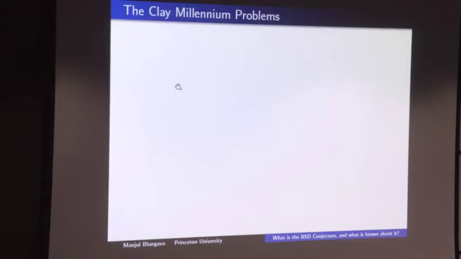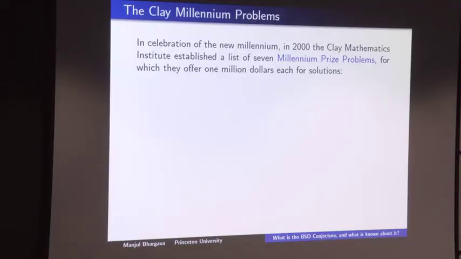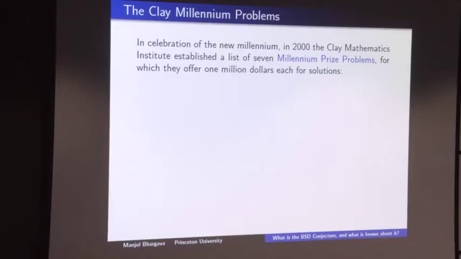The Birch and Swinnerton-Dyer conjecture is, of course, very important to the Clay Mathematics Institute. In 2000, the Clay Institute announced 7 problems, the Millennium Prize problems, for which they offer $1 million each. So these are 7 of the most fundamental problems in mathematics, which the Clay Institute really helped make popular outside the mathematics community through these prize problems. And as a result, so many people outside the math community know at least some of the fundamental problems that mathematicians think about. So this has been a great service for mathematics.